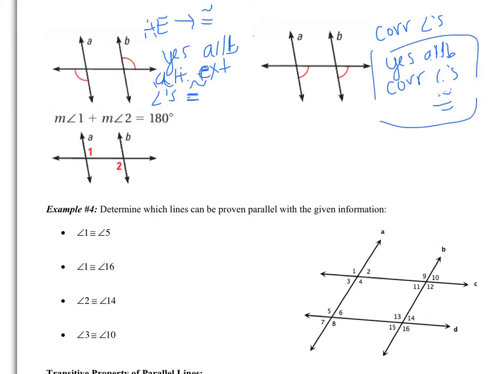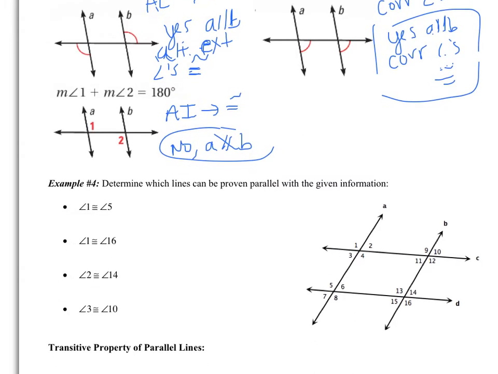And then this third one, angles 1 and 2 are alternate interior angles, which should be congruent. In this case, we do not know that they're congruent. We know that they're supplementary, they add to 180, but we don't know what they are. They could be 60 and 120, they could be 90 and 90, they could be 45 and 135. So in this case, no, A is not parallel to B. Alternate interior angles need to be congruent, not supplementary. So that was a little tricky, but hopefully it went okay. Let's move on and look at example 4.